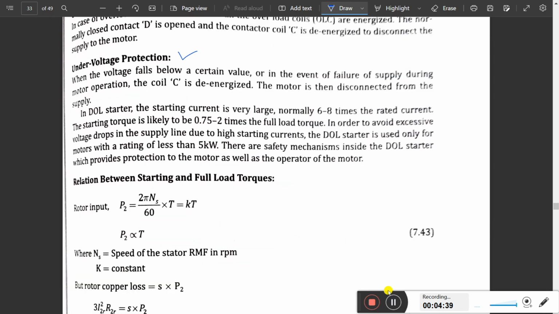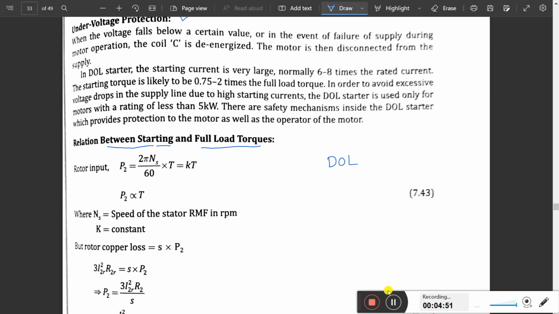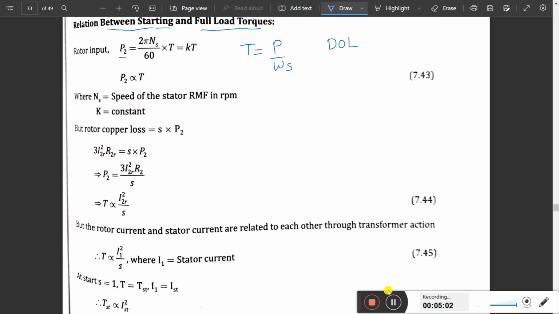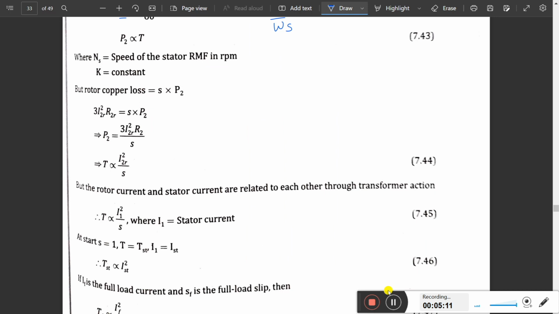And coming to the important topic, the relation between the starting and full load torque in case of direct online connection. We already well know the rotor output P2 is equal to 2 pi Ns by 60 into T. We know T is equal to power by omega s. You can simply write that, we can replace this, but rotor copper losses is equal to S into P2. This is equal to 3 I2 square R2, which is equal to S into P2. We can write P2 is equal to 3 I2 square into R2 by S.